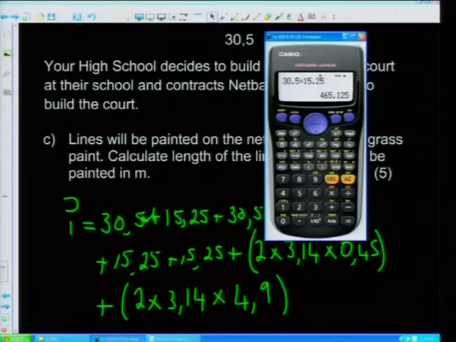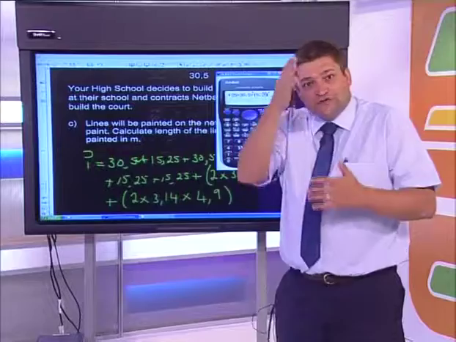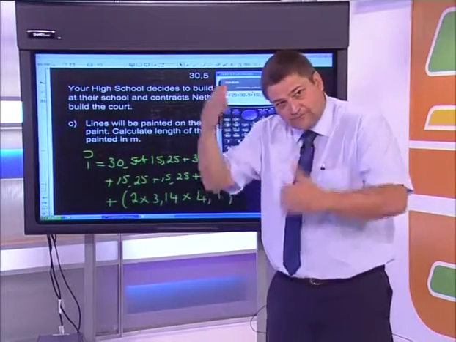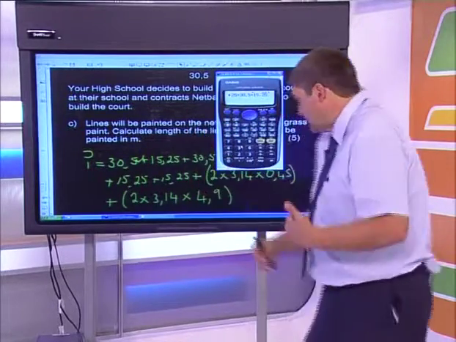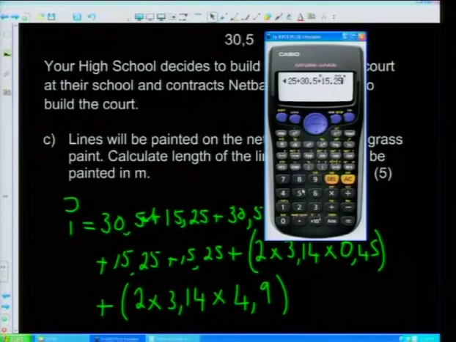So I'm going to say, okay, we have 30.5, plus 15.25, plus the other length of 30.5, plus the other breadth of 15.25. And then you remember we had the two lines running down that broke the whole rectangle into three parts. And they were each 15.25 as well.